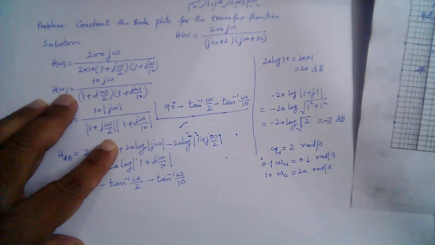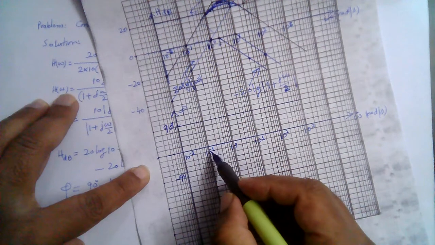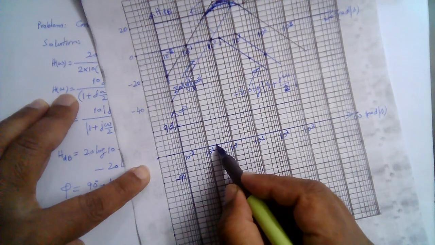So let's begin at 0.2 radians per second. So this is 10 to the power minus 1. So this is basically 1 over 10. This is 0.1, and this is 0.2, right? This is 0.2.